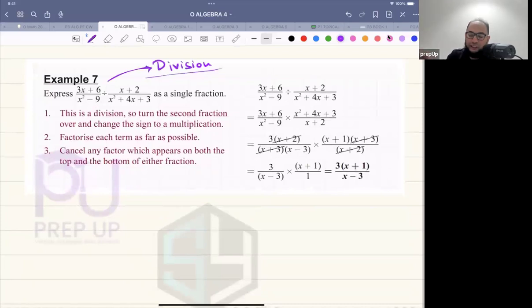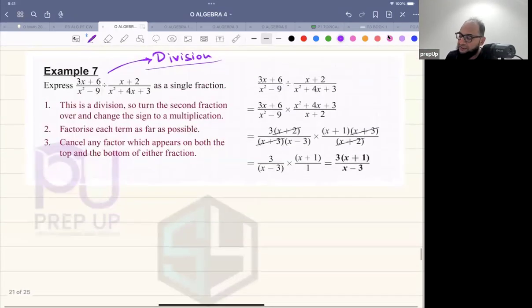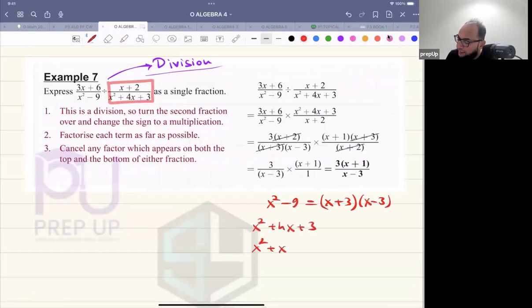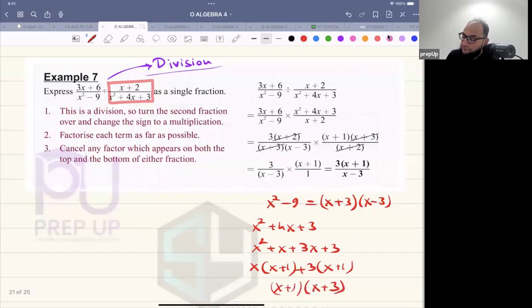And we know how to change division to multiplication. We flip this fraction. So this fraction right over here, this will be flipped. So first of all, x square minus 9 will be written as x plus 3, x minus 3. That's the first thing. X square plus 4x plus 3, that is x square plus x plus 3x plus 3, that is x bracket x plus 1 plus 3 bracket x plus 1, that is x plus 1, x plus 3. So let me write it down.